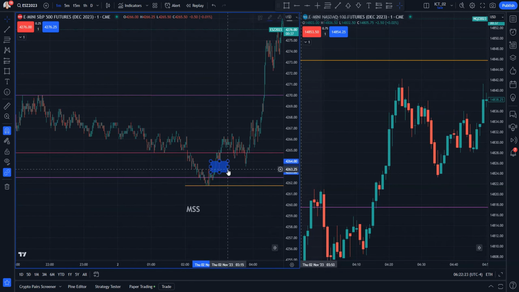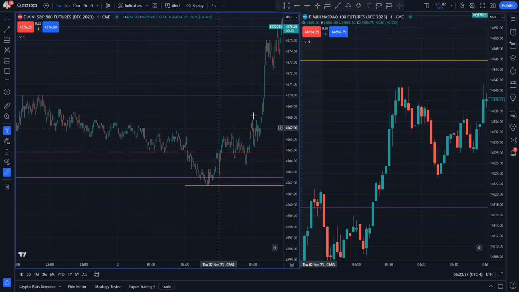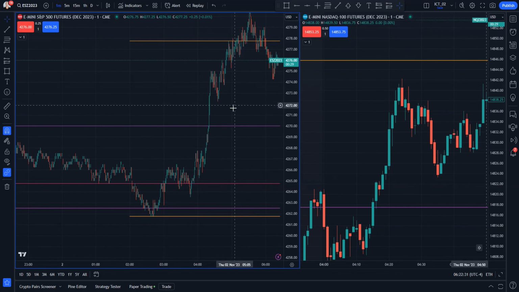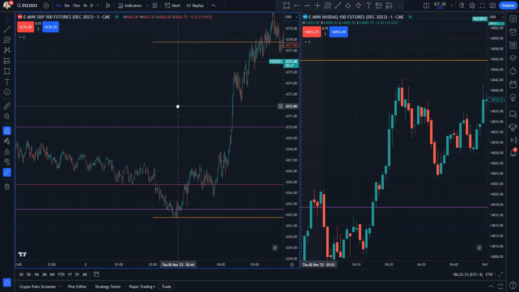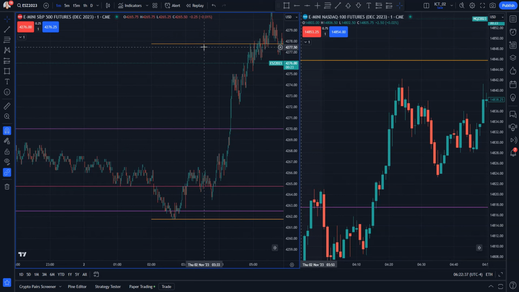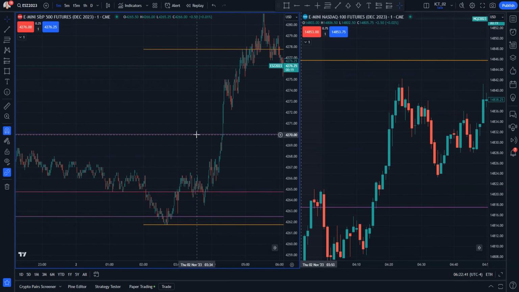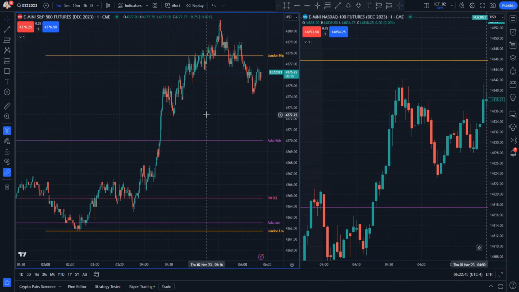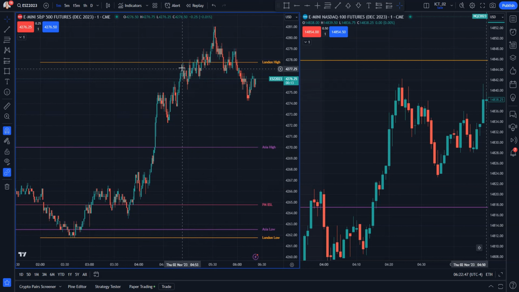So moving on, let's say, for example, you didn't take this trade and you want to look for something else. So time is moving forward. It's plotting now the London high and low. It's these yellow lines, and you can see that's where the market is currently.